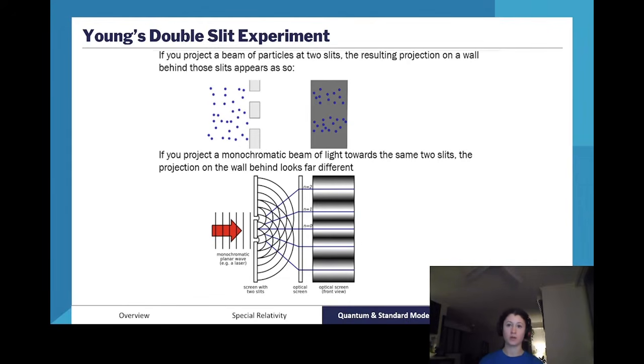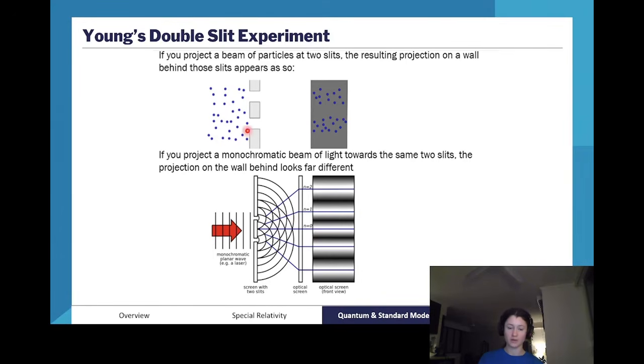In Young's double slit experiment, what our scientist Young did is he had a sheet, he cut two slits in it, and then he had a screen behind the sheet. This is what we can see here. We have the two slits and the screen behind the sheet. So, he shone light at the two slits and saw what he observed on the screen behind it.